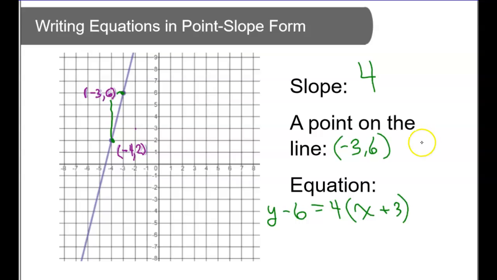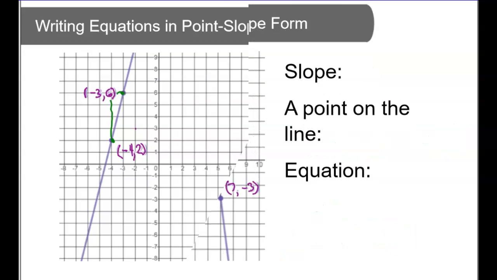But let's say you wanted to use that point, negative 4, 2, instead. You absolutely can do that. You would just have to write this equation. Y minus 2 equals 4 times the quantity x plus 4.